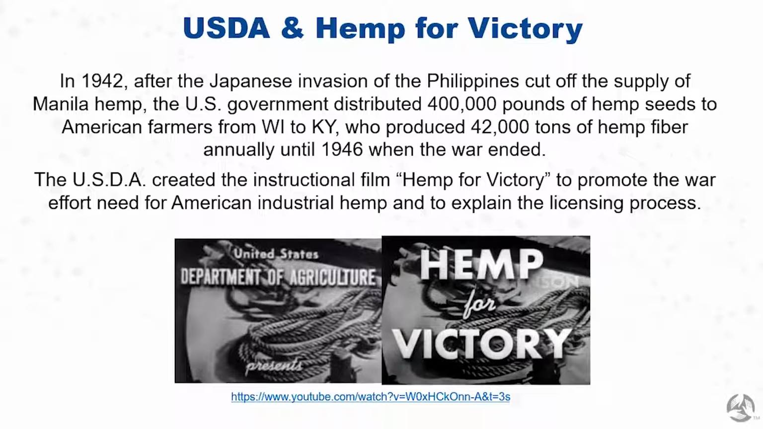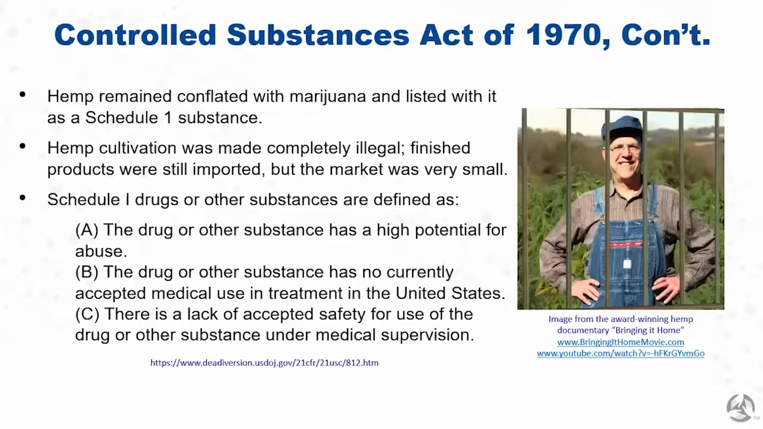So in any event, until the war ended, the United States government distributed this 400,000 pounds of hemp seeds to American farmers from basically coast-ish to coast, and they produced 42,000 tons of hemp fiber annually until the war ended.